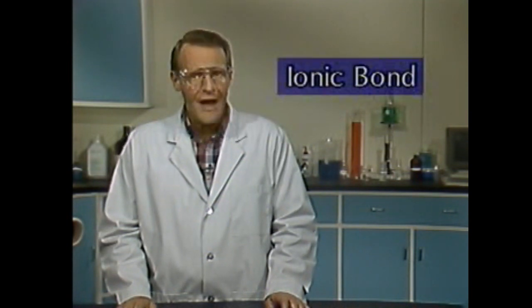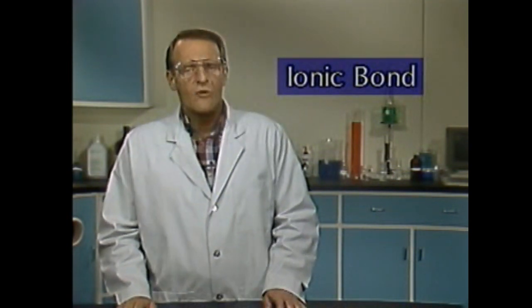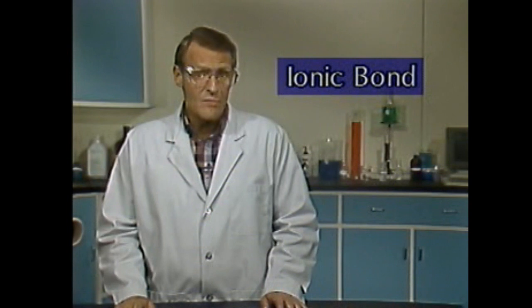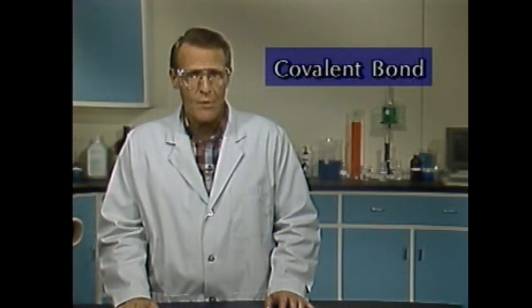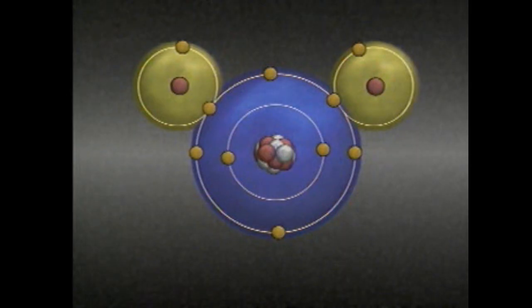The bond that holds ions together is called an ionic bond. However, ionic bonds are not the only means of forming molecules. Molecules can also be formed when atoms share electrons. This type of bond is called a covalent bond. For example, water molecules are held together by covalent bonds.